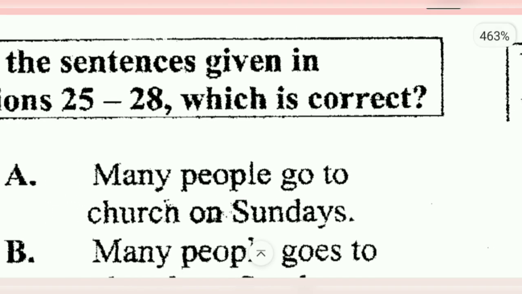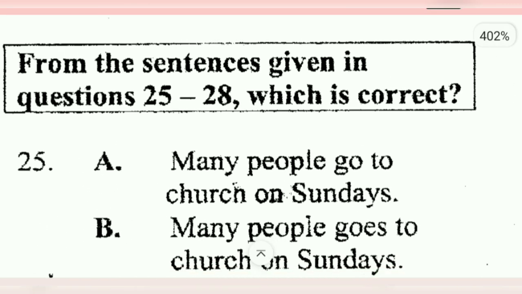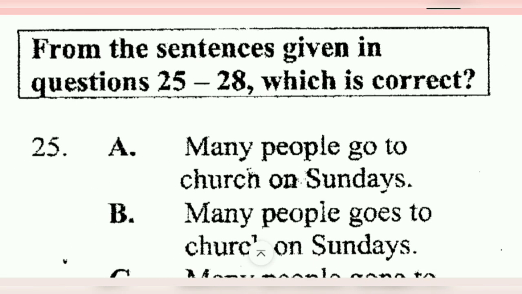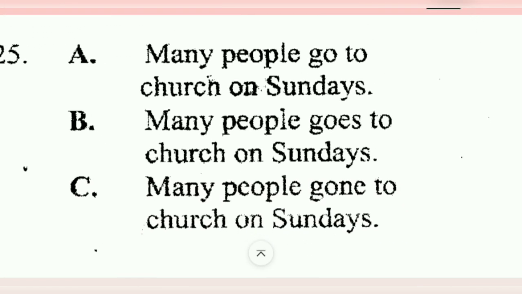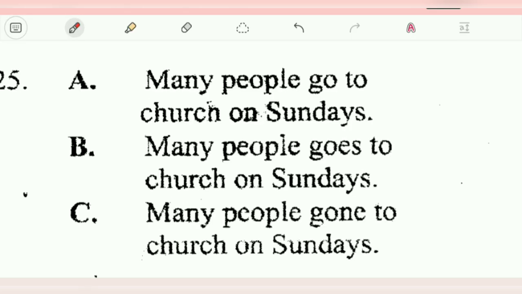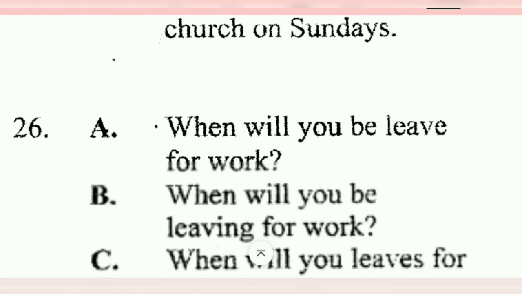All right, moving on to items 25 to 28, and it's asking you for the correct sentence. All right. A, many people go to church on Sundays. B, many people goes. Right away, many people is more than one, so it can't be goes. C, many people gone to church. It's gonna be A. Many people go to church on Sunday.